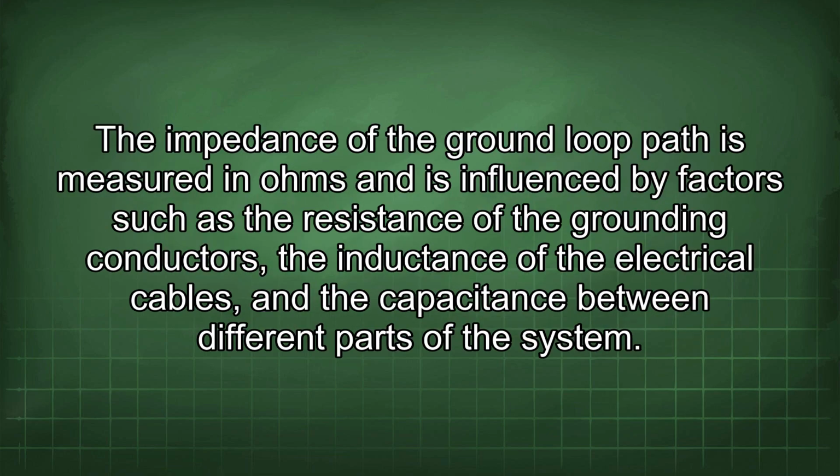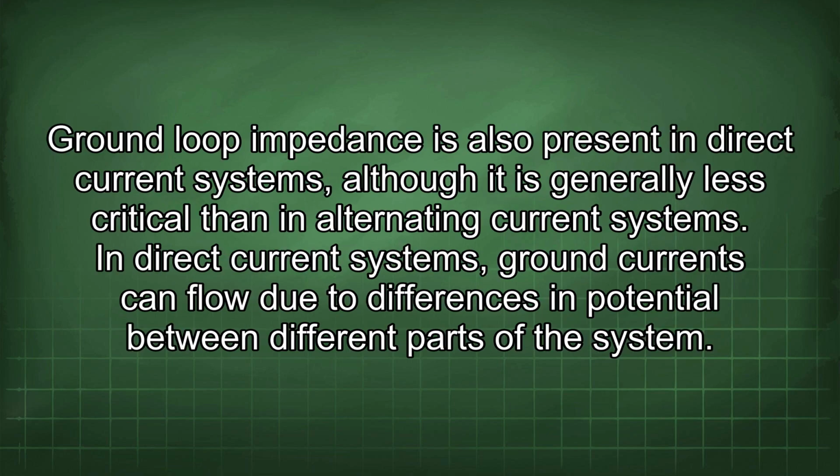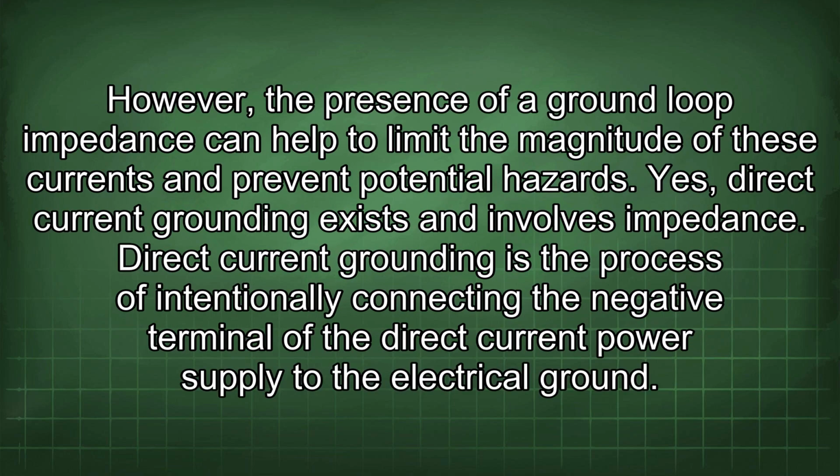The impedance of the ground loop path is measured in ohms and is influenced by factors such as the resistance of the grounding conductors, the inductance of the electrical cables, and the capacitance between different parts of the system. Ground loop impedance is also present in direct current systems, although it is generally less critical than in alternating current systems. In direct current systems, ground currents can flow due to differences in potential between different parts of the system. However, the presence of a ground loop impedance can help to limit the magnitude of these currents and prevent potential hazards. Yes, direct current grounding exists and involves impedance.